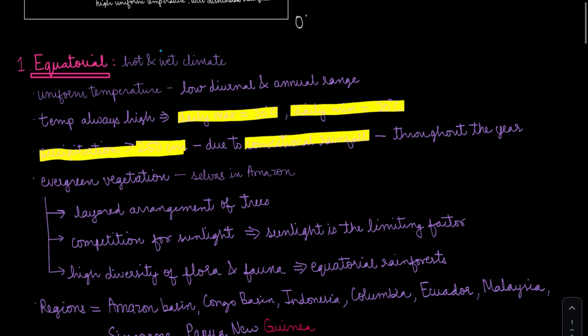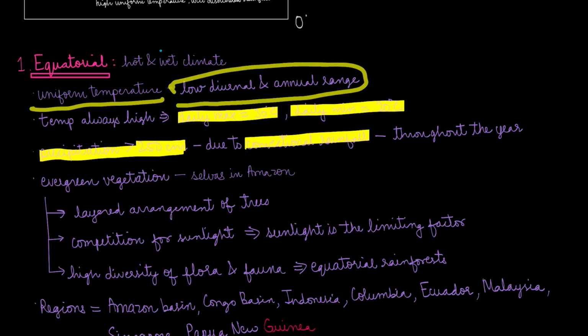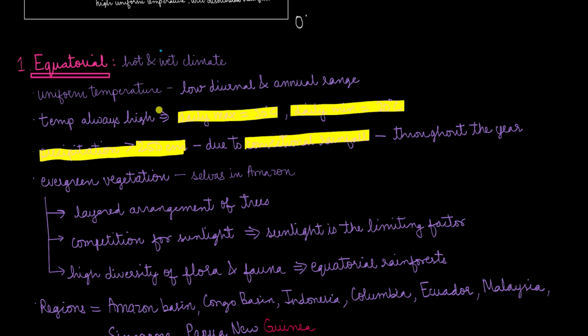The equatorial climate is also called the high uniform temperature and well distributed rainfall climate. In the equatorial climate, we could have a hot and wet climate. It has uniform temperature, with a low diurnal range and annual range of temperature. Temperature is always high. Daily maximum is about 30 degrees Celsius and daily minimum is about 20 degrees Celsius.